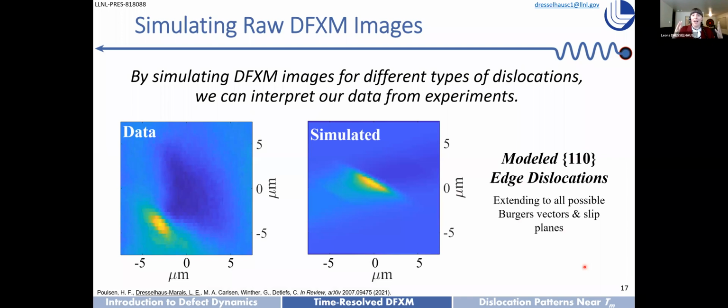So with this knowledge and model, we are able to now simulate, for a given microscope geometry that we know very well because we set it up, what a well-defined 110 edge dislocation should look like in this configuration. And this now allows us to qualitatively compare the data that we collect, showing these little dislocations moving around, to the simulations to be able to verify that we really understand what we're looking at.